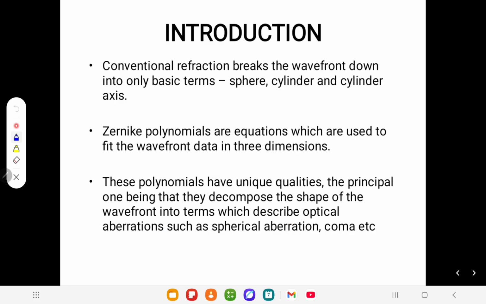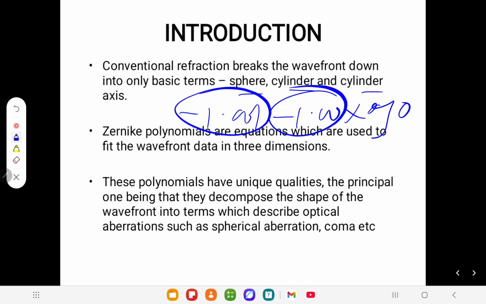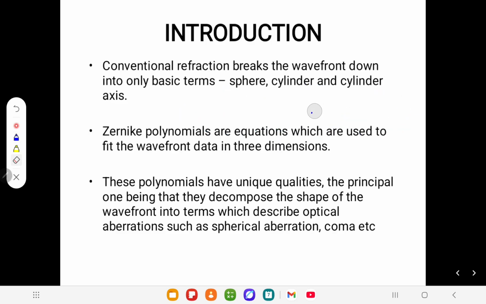Conventional refraction breaks the wavefront down into basic terms, which are spherical, cylindrical, and cylinder axis. That's what we do, isn't it? Minus one sphere, minus one cylinder, axis 90. Conventional is sphere, cylinder, and axis of the cylinder. But Zernike polynomials are equations which are used to fit wavefront data in three dimensions. That's the important point: wavefront data in three dimensions.